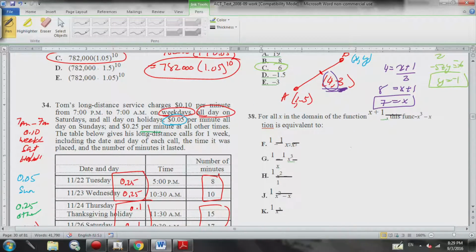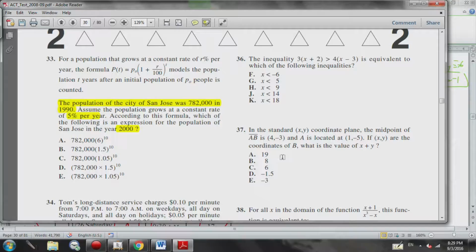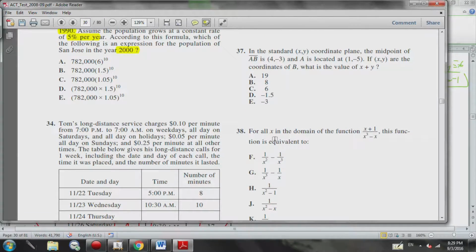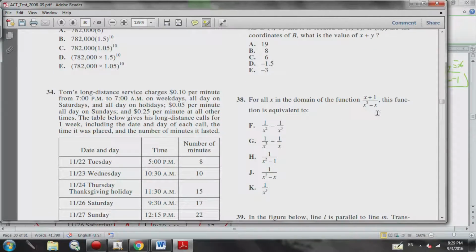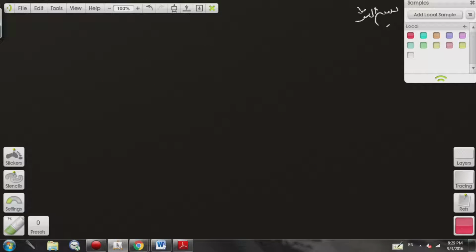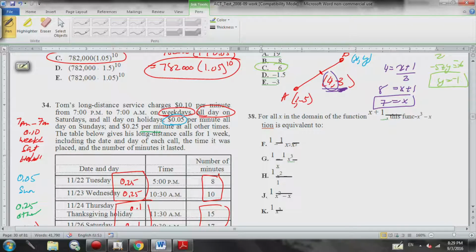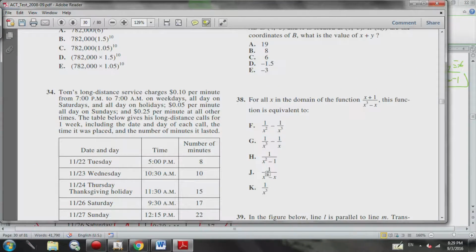For all x in the domain of this function, this function is equivalent to, well, we have to go back to over here because it didn't come out very well. For all x in the domain of this function, this function is equivalent to, okay, well, x plus 1 over x cubed minus x. Okay, let's rewrite this. So we have x plus 1 over x cubed minus x. So in other words, this thing is equivalent to what over here?